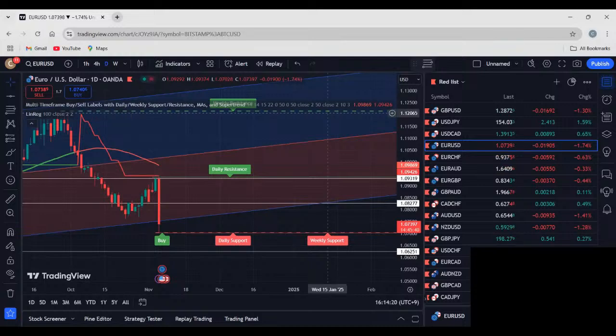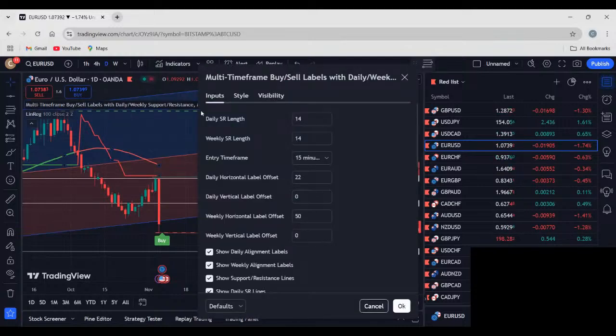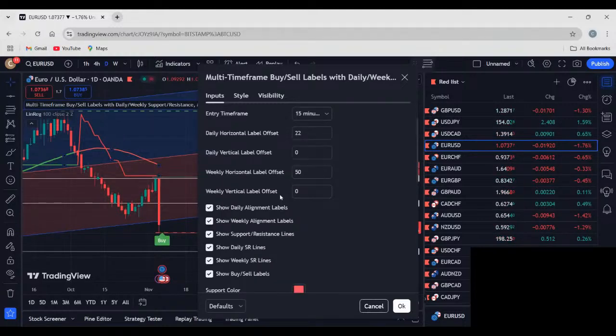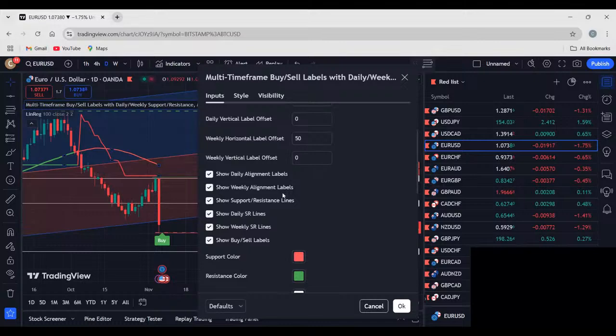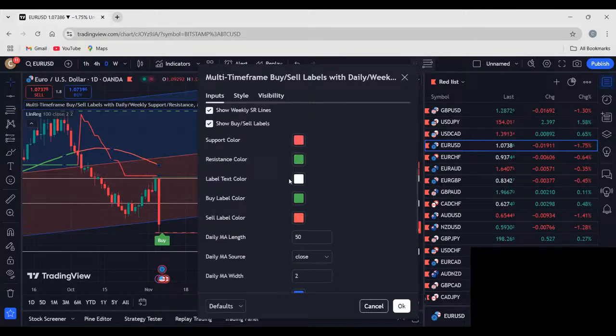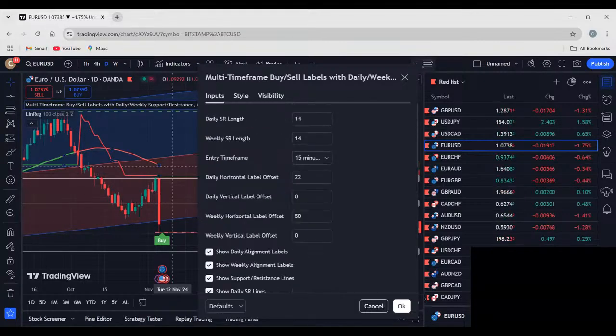If you go over to the settings of this script, you can see the daily support, resistance, weekly support, resistance, entry, time frame. It provides where the label is gonna enter from, the 15-minute lower time frame. You can turn off the support and resistance, whatever settings you want to do. The super trend is there and all that.